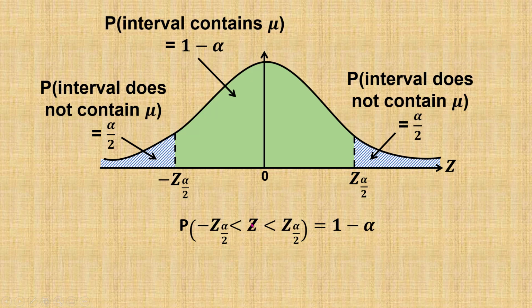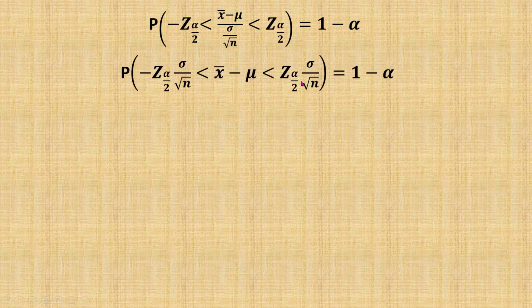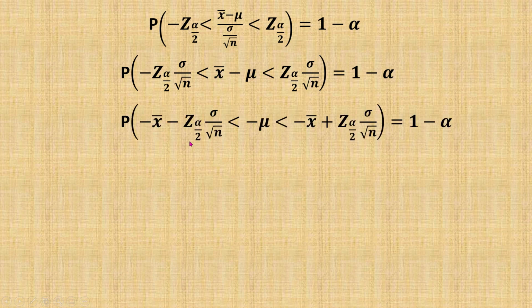Now I'm going to convert this z score into the x. Since we know that z is equal to x bar minus mu divided by the standard deviation of the sample mean, I'm going to shift this value. Then I get z times the standard deviation of the sample mean. Next, I'm going to shift this x bar to the left and right, then I get the left hand side like this and the right hand side like this.